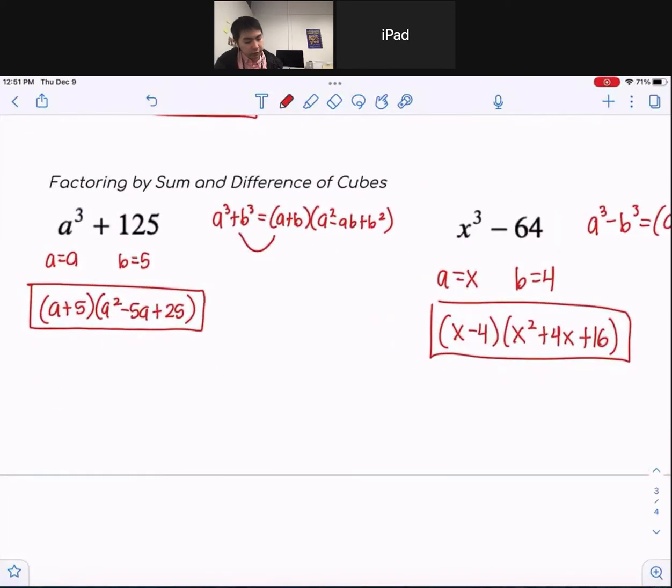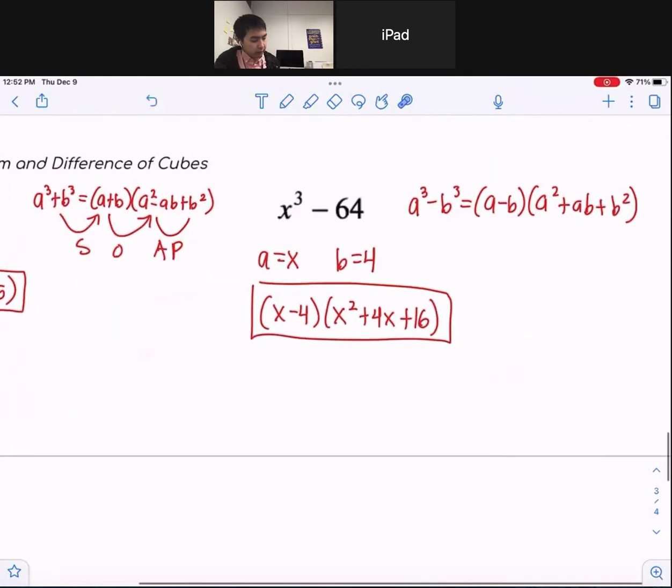This is where you guys use SOAP, right? Same sign, opposite sign, always positive. So take the cube root of this, you guys. So what times what times what is a to the third? That's a. What times what times what is 125? That's 5. So then follow the formula. A plus b, so a plus 5, a squared, negative ab, that's negative 5 times b times a, which is negative 5a, and b squared, you guys, 5 squared, that's 25.